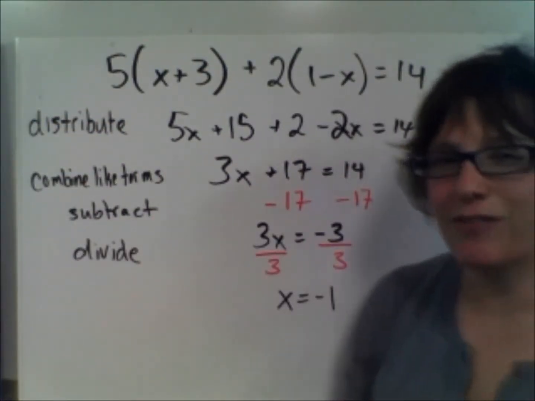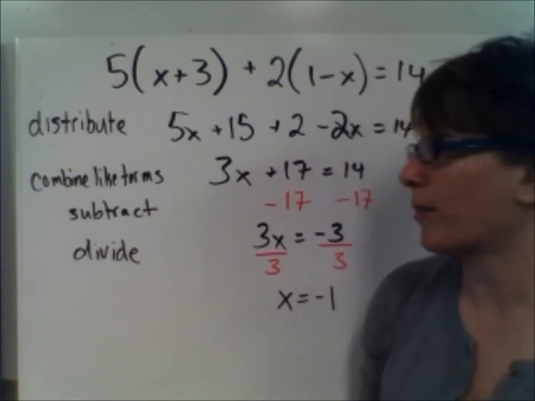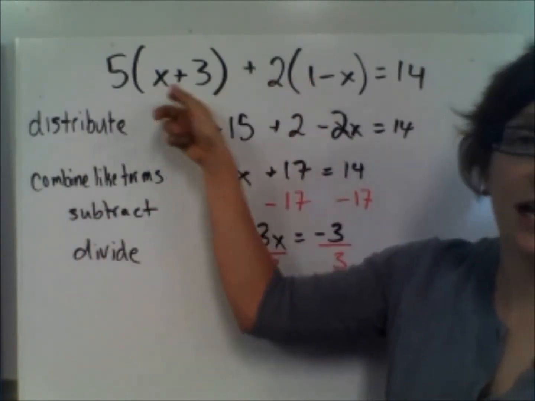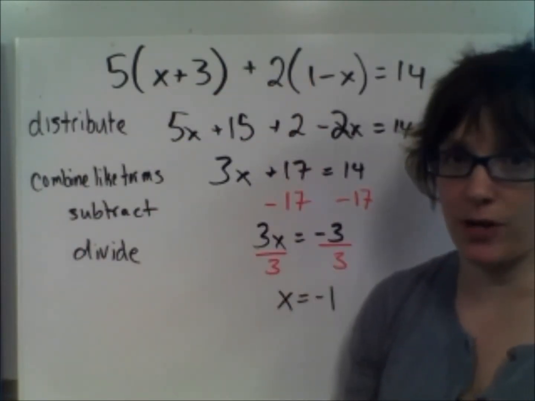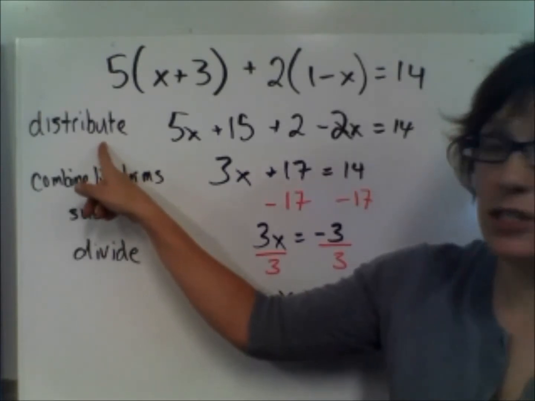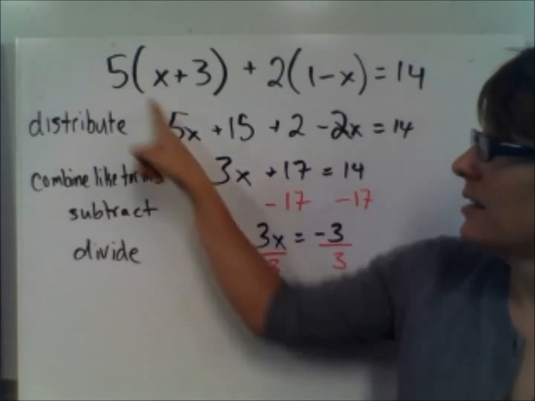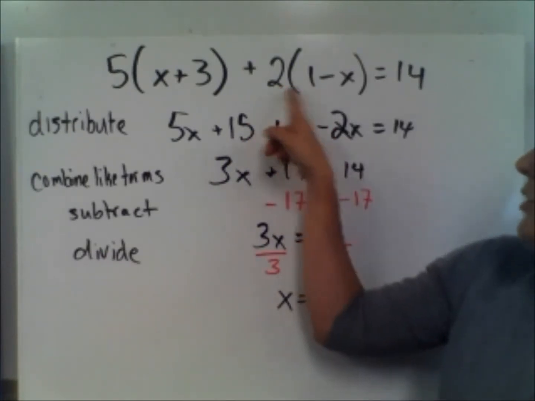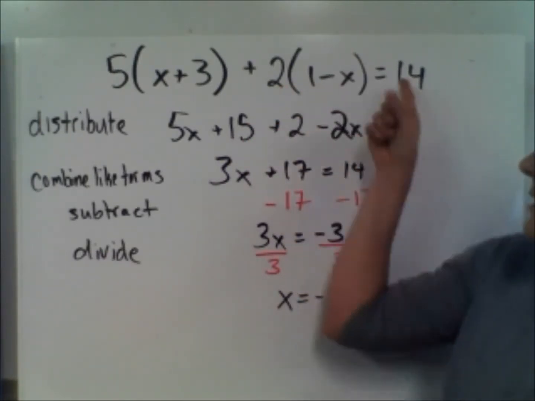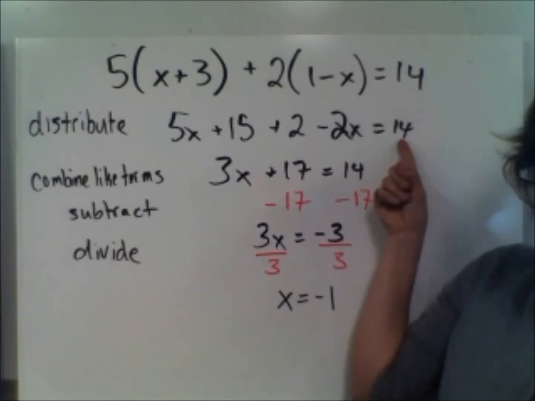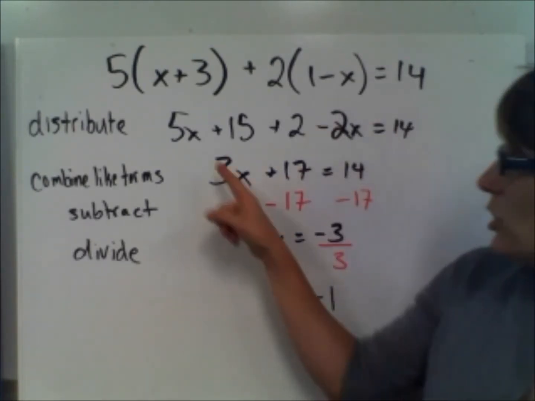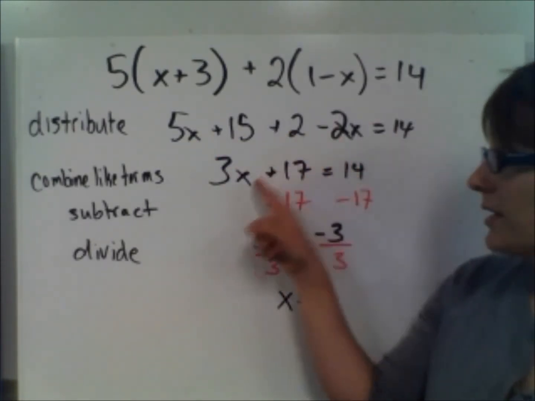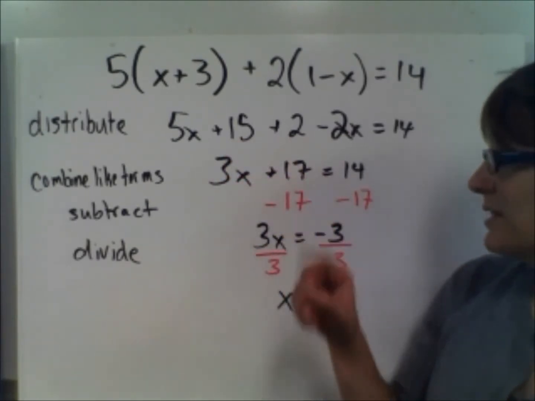Sometimes I have to do something first before I break down order of operations. In this case, I have two examples of the distributive property going on. So I'm going to go ahead and distribute. 5 times x, 5 times 3, 2 times 1, and 2 times negative x. Still equals 14. Haven't done anything yet. Combine like terms. 5x minus 2x is 3x. 15 plus 2 is 17.